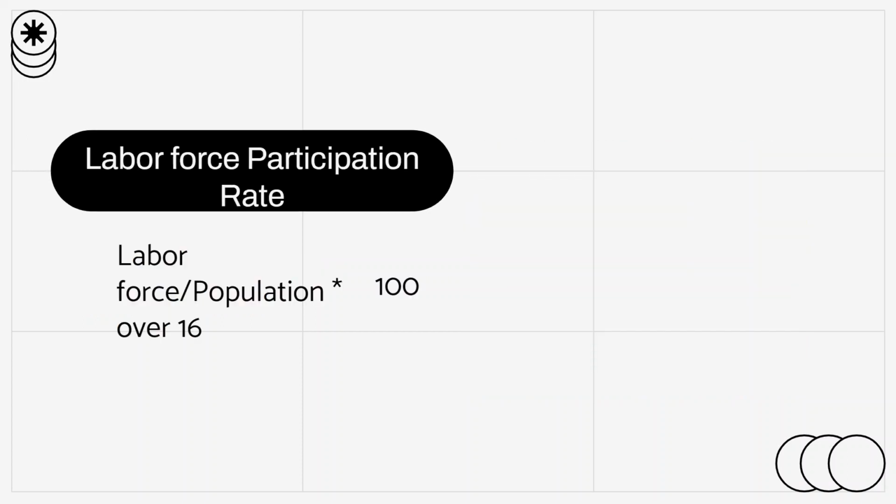So there are a few calculations that we need to know. The labor force participation rate: first is the labor force, which consists of all the unemployed and all the employed people, divided by the population over 16, basically everyone who can work, times 100. You get how many people are actually participating in the workforce. The more people participating, the more likely it is that the economy is producing more goods and services.